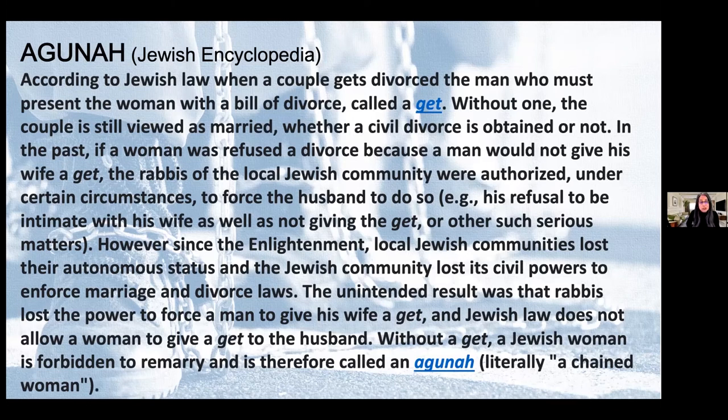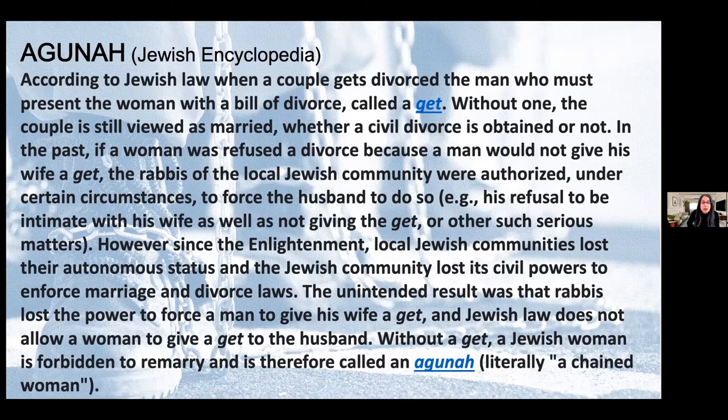Now they can pressure the husband. They can humiliate him, but they cannot force him. The unintended result was that rabbis lost the power to force a man to give his wife a get, and Jewish law does not allow a woman to give a get to her husband. And she's not allowed to remarry, and she's called an aguna, a chained woman.